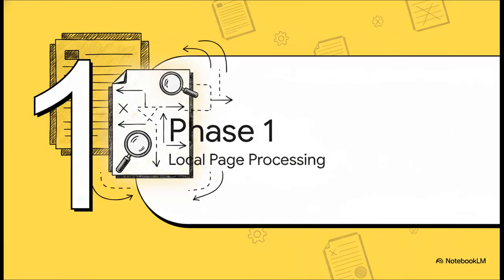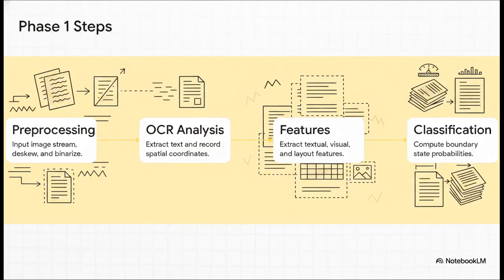Phase 1. Local page processing. We kick things off by cleaning up that raw image stream. In step 1, the algorithm accepts the raw digital stream of pages, let's call them x1 through xn. It runs basic image preprocessing to give the machine a fighting chance at reading the data. This means deskewing or straightening out crooked pages, reducing visual noise, and binarizing the images.